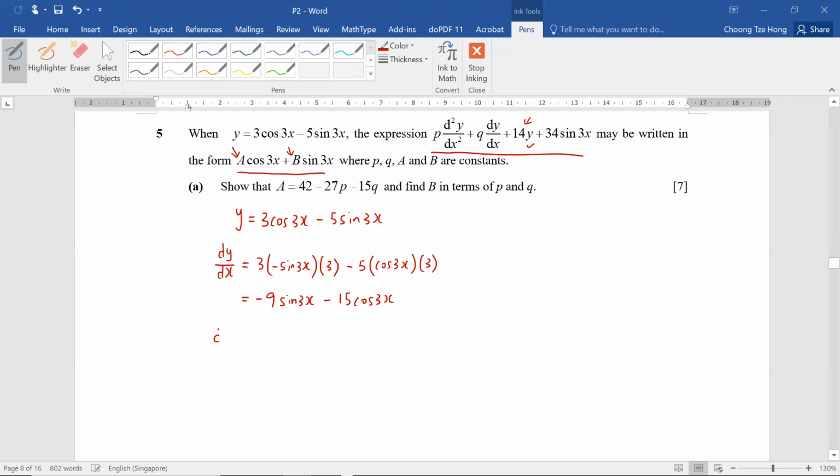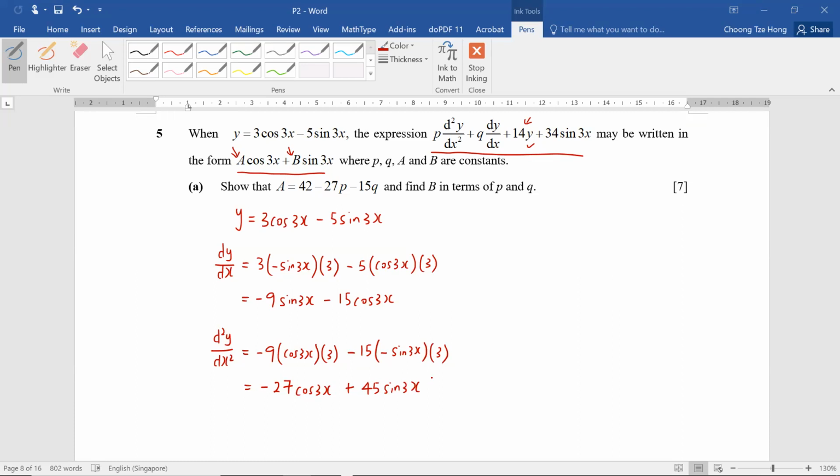Now let's find d2y over dx squared. Differentiate negative 9 sine 3x, negative 9. Differentiate sine 3x, you get cosine 3x. Then apply the chain rule again, you get 3. Differentiate cosine 3x, you get negative sine 3x. Differentiate the 3x, you get a 3. So in other words, d2y dx squared is going to be negative 27 cosine 3x. This one is going to become plus 45 sine 3x. So we have found dy dx and d2y dx squared.